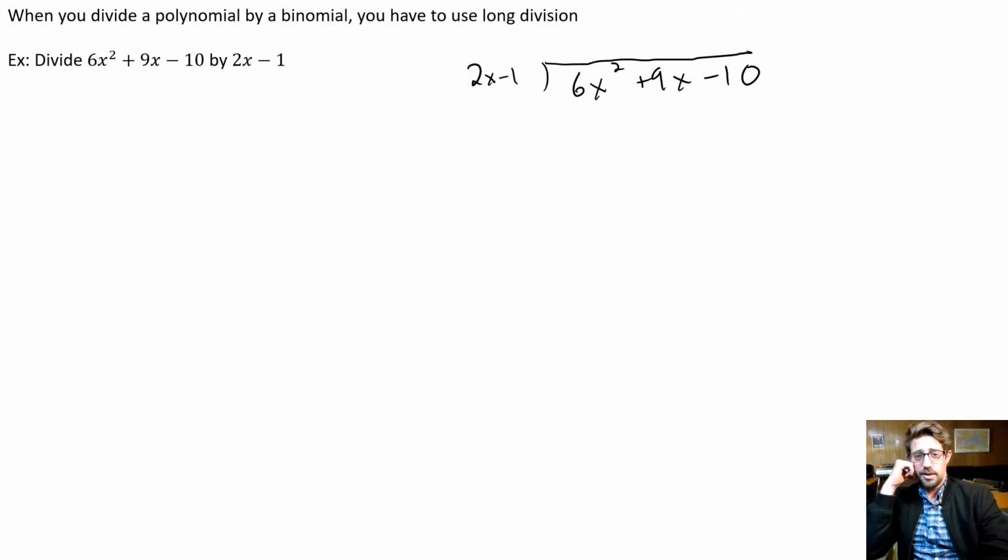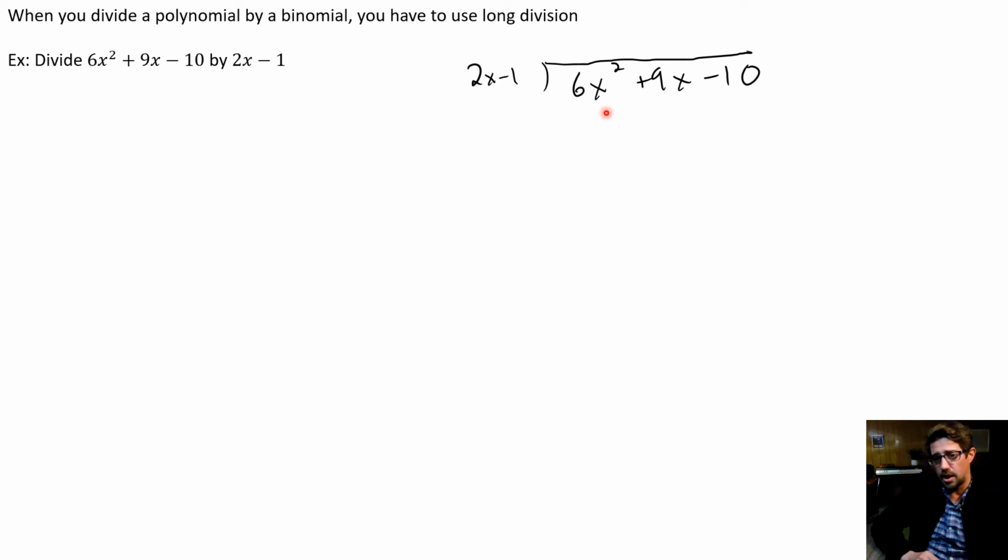So remember that this expression means 6x squared plus 9x minus 10 divided by 2x minus 1. Now think about how long division works. Ignore the minus 1 for the moment. What you're doing first is looking for what you have to multiply this first term, just the 2x, by to get 6x squared. Another way to say that is, what's 6x squared divided by 2x? You need a 3 to make it into a 6, and then you need an x to make it into an x squared. So the answer is 3x.